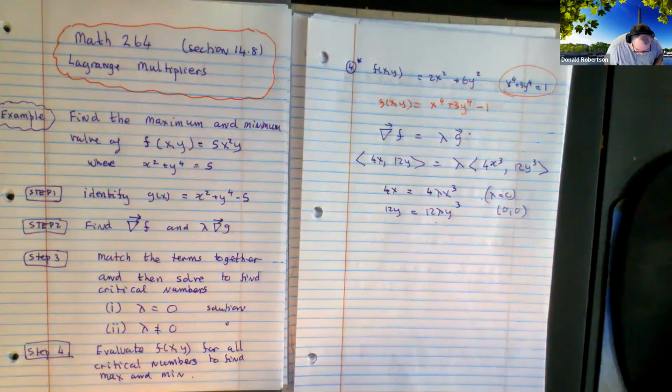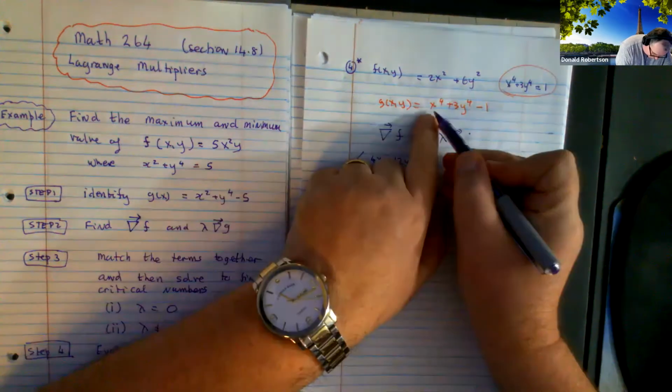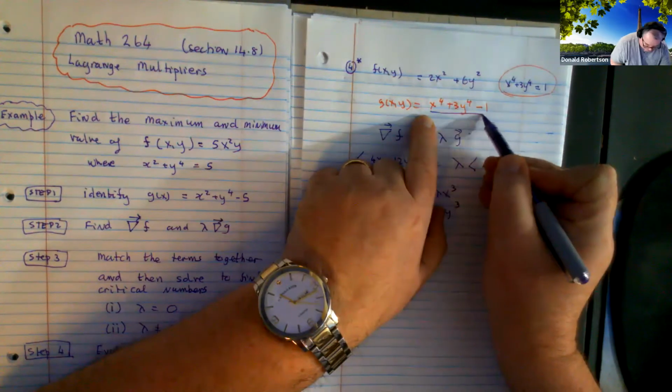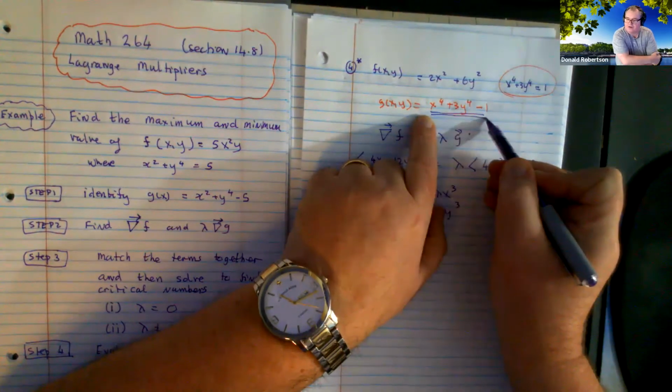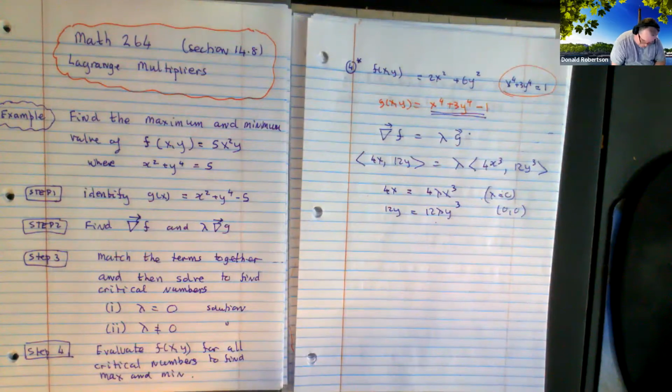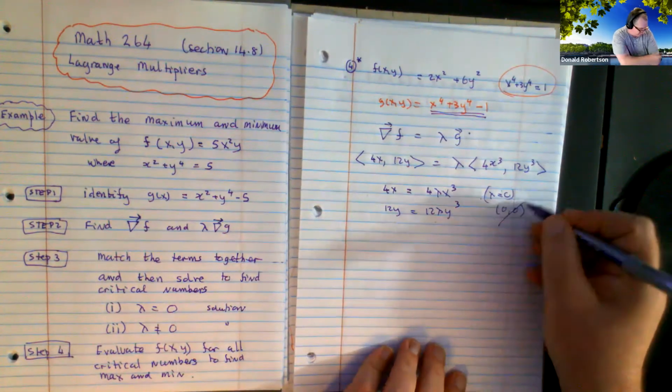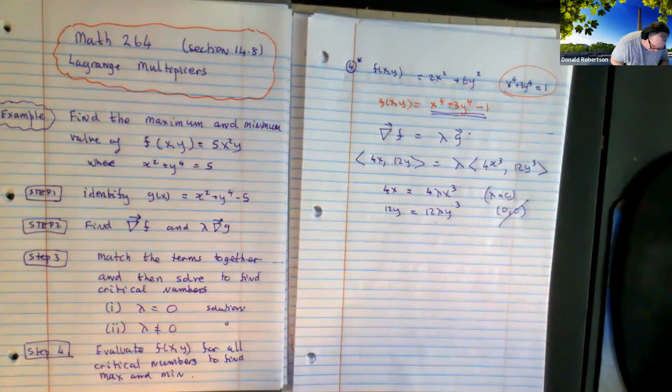What I should have done, and I forgot to check in the last one, but does the origin, is it on that curve? And the answer is no, it's not. So I'm killing it. I should have killed. I don't know, I might not have killed the last one.